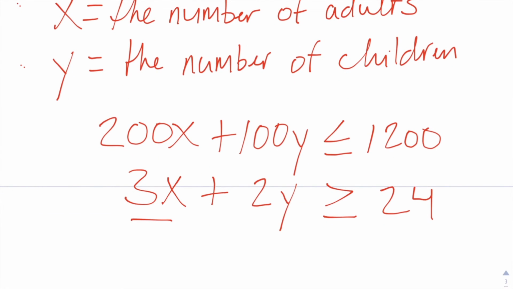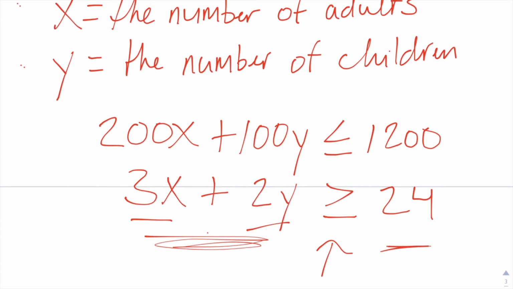$3 times every single adult. So there's one adult, 3 times 1. 2 adults, 3 times 2. 5 adults, 3 times 5. Plus the number of children. So here he wants it to be greater than or equal to $24 each session. So that's why this here has to be greater than or equal to 24, because he wants to make at least that much.